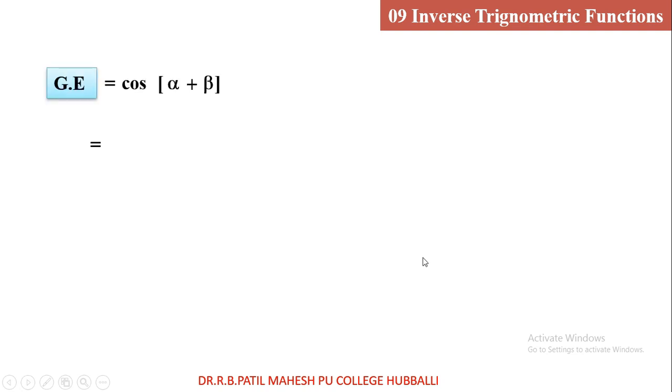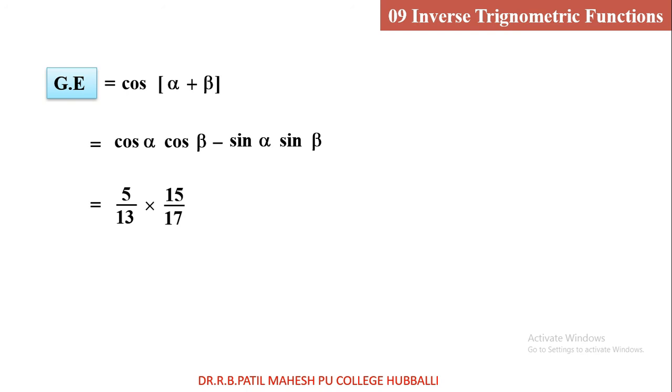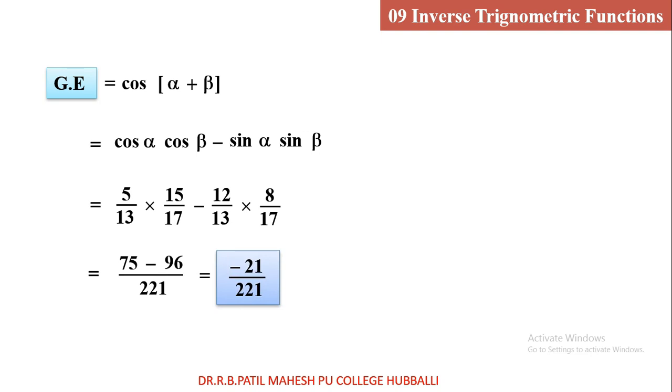Again by trigonometry, the formula for cos of alpha plus beta is cos alpha cos beta minus sin alpha sin beta. Replace the values. Just now you got cos alpha 5 by 13, cos beta 15 by 17, minus sin alpha 12 by 13, sin beta 8 by 17. On simplifying, taking LCM, you will get 75 minus 96 upon 221, and finally minus 21 upon 221 is the value of the expression.